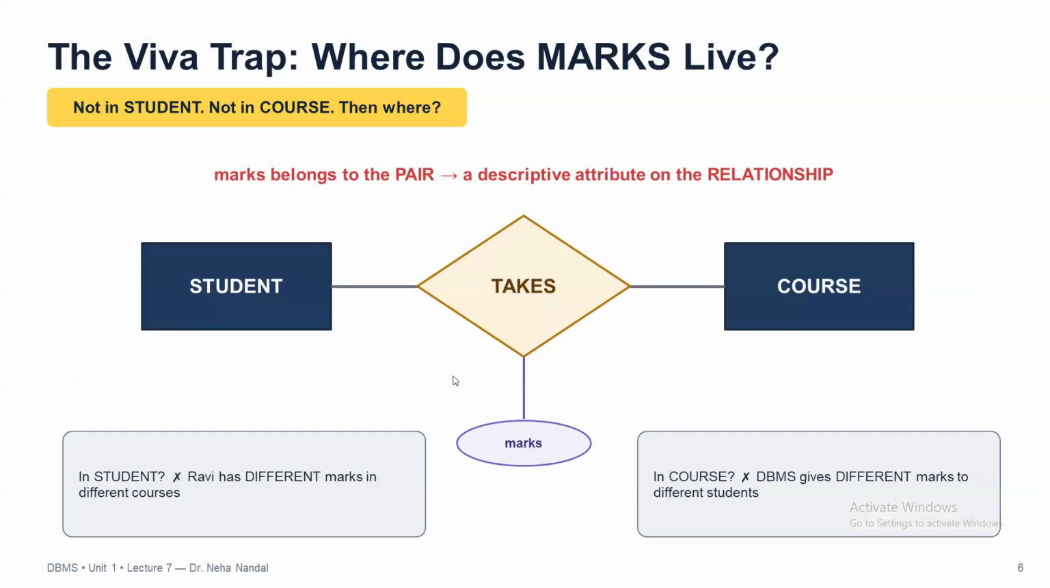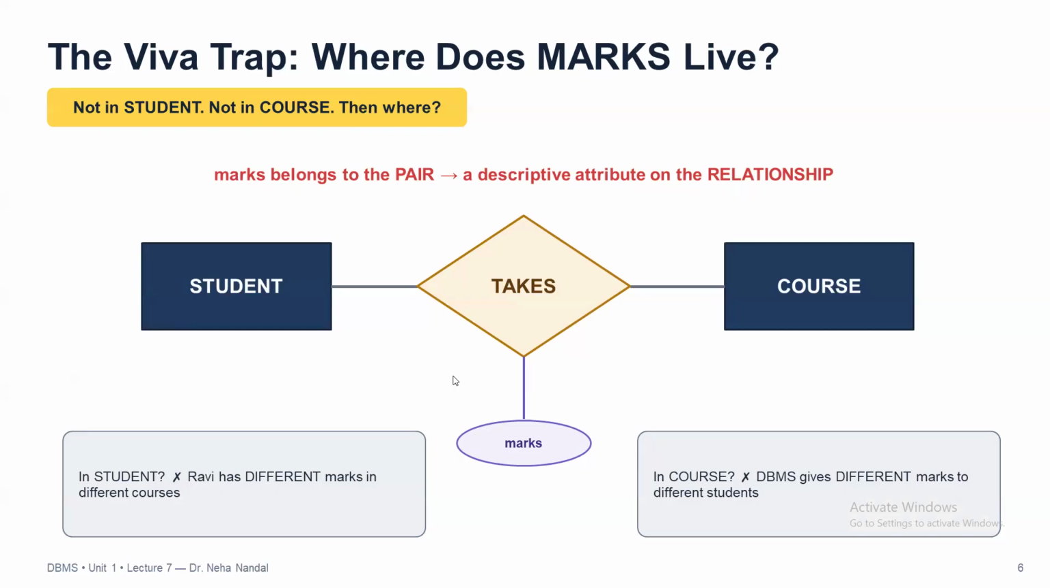So the question that embarrasses students in viva is: suppose Ravi scored 85 marks in DBMS. Okay, so which entity does marks belong to? Whether it belongs to a student because it is the marks of a student, or whether it belongs to the course because it is marks of the course also. Yes. So think about it.